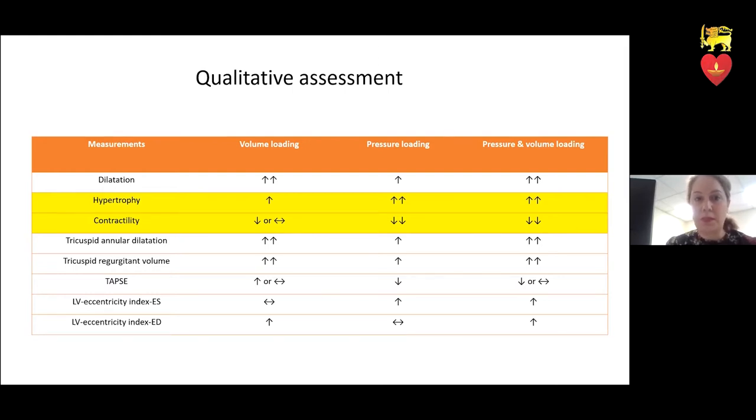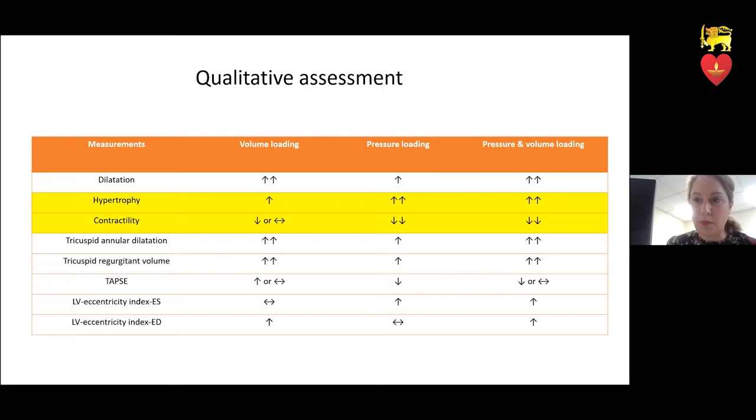So you will see that in volume-loaded, the right heart may be dilated, but it will not be as hypertrophied as when we have a pressure-loaded right heart. The contractile reserve will be lower in a pressure-loaded right ventricle. Also, the tricuspid annular dilatation is different because when we have significant tricuspid regurgitation, the natural progress will be for the tricuspid annulus to dilate and then the tricuspid regurgitation to become worse and worse and worse.